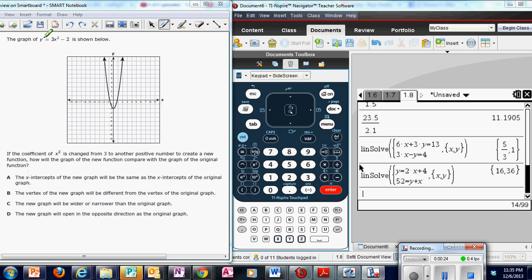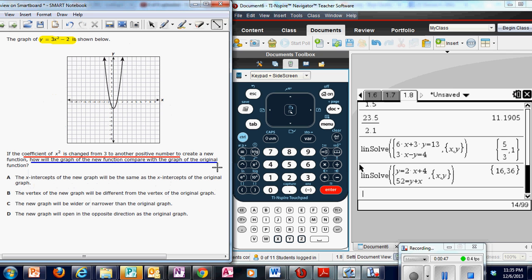The graph of y equals 3x squared minus 2 is shown below. If the coefficient of x squared is changed from 3 to another positive number to create a new function, how will the graph of the new function compare with the original one? So, how will the new graph compare to the original? Well, they didn't say what number, they just said another positive number. So, we can pick some different positive numbers if we want.